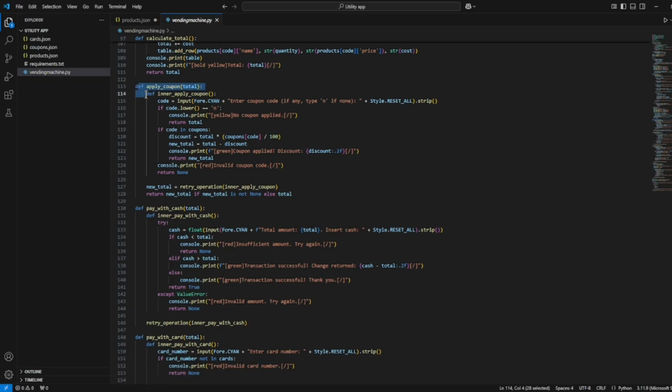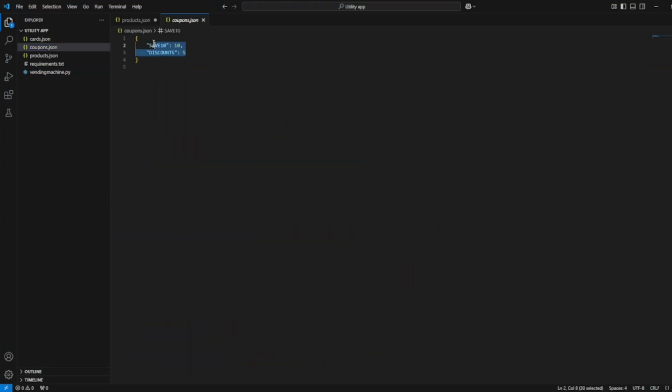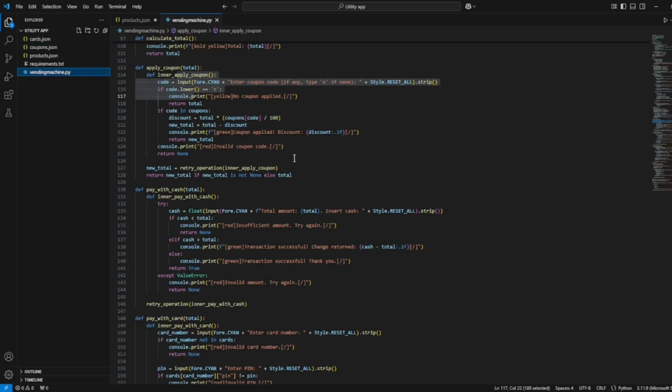And after that, I have also put a function for the coupons here. In coupons, you already know that there is only one coupon. If the person writes save 10, then he will get a 10% discount, and if he puts discounts, then he will get a 5% discount on his product.